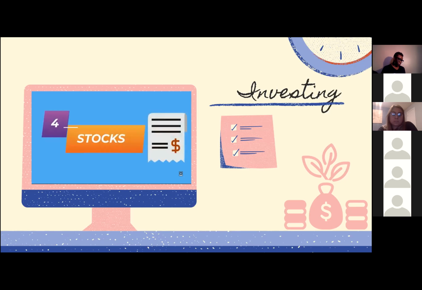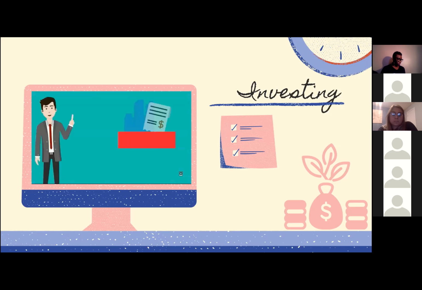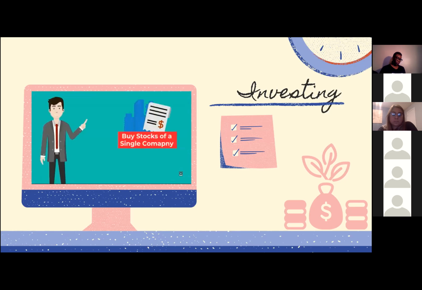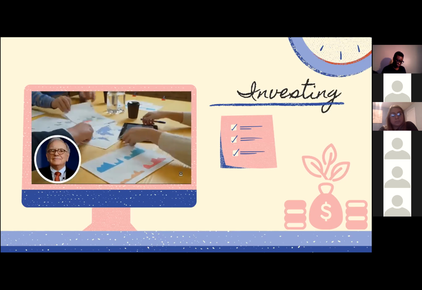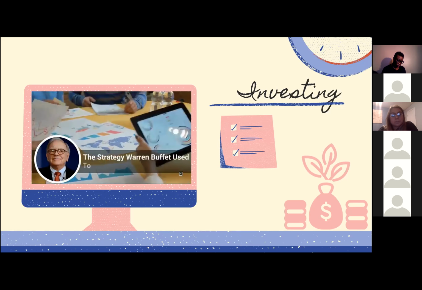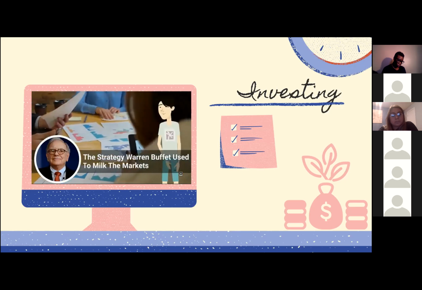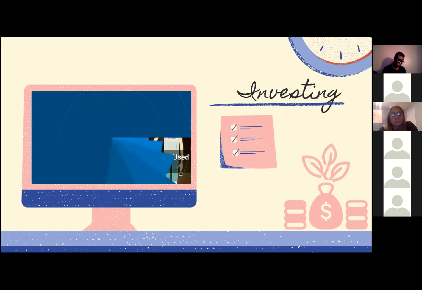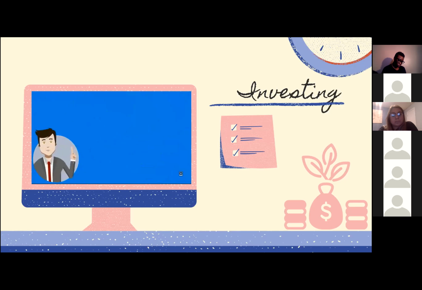Number 4, stocks. As a beginner, buying stock of a single company can be one of the best ways to invest your money. By investing in the right company, you could earn as much as 15% a year. This same strategy that I'm about to show you is the same Warren Buffett has used to milk the markets for the last 6 decades. So, how does one invest as a beginner? The most important aspect to keep in mind is choosing the right company and the right time.